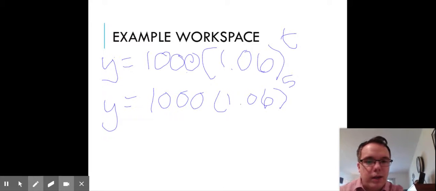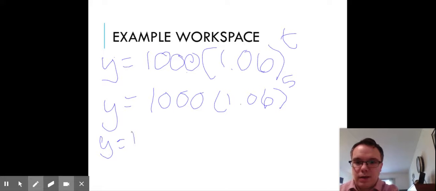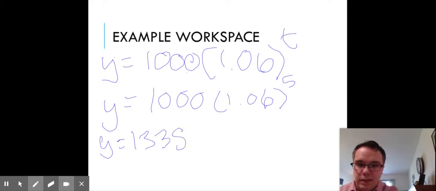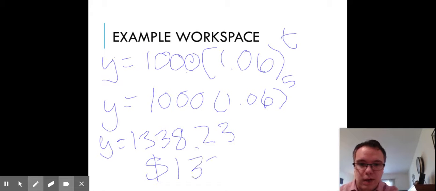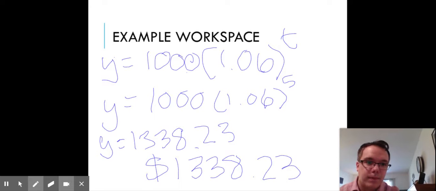So if we put that equation as we see it into a calculator, parentheses and all, we'll get an answer of 1,338.23. And I went to 2 decimal places because this is money in this example. So our answer in the end is $1,338.23. So that's what we are going to be doing with growth.